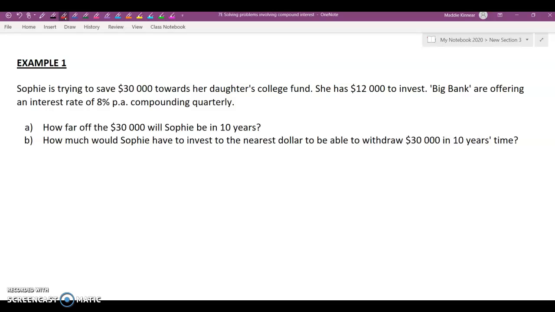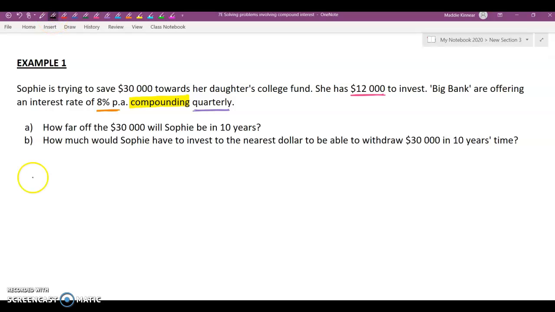We know this is compound interest because of the crucial word in this example, which is compound. And we can see that this is going to be on a quarterly basis. So when we're thinking about compounding periods, this needs to be converted into how many quarters there are. And we have other key information of 8%, that is our interest rate. And we are told that she has $12,000 to invest.